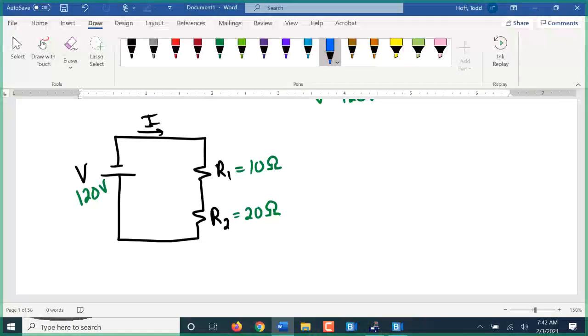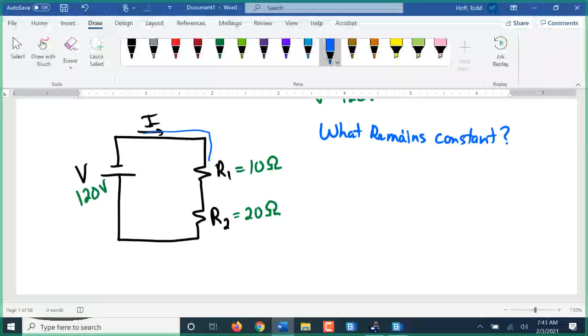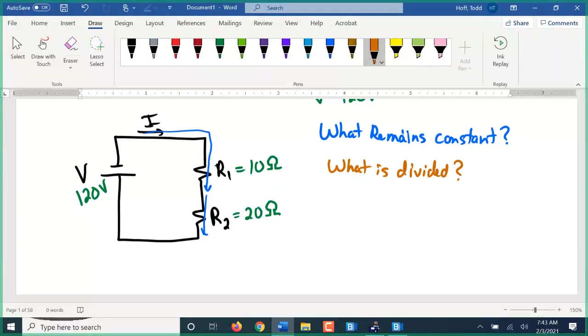When we look at a circuit with multiple loads, multiple resistances, we have to look for what remains constant. In this case, current. Whatever current flows through this resistor has to also flow through that resistor, right? Current has to remain constant. Second question to that then is, what is divided? Well, only thing left, the resistances are set. Those don't change. These are not variable resistors. If the current has to remain constant, the only thing left is the voltage that's going to get divided.